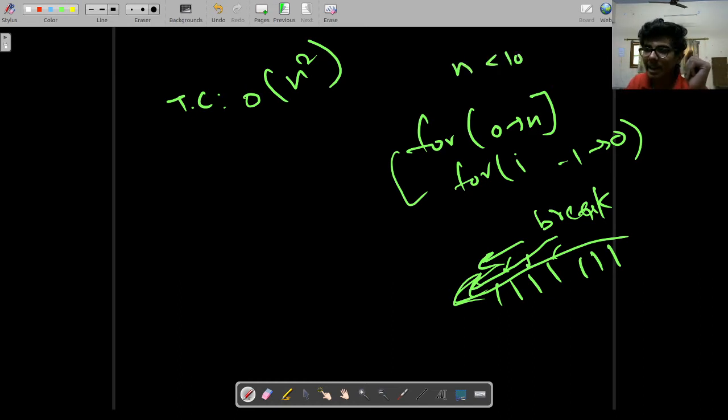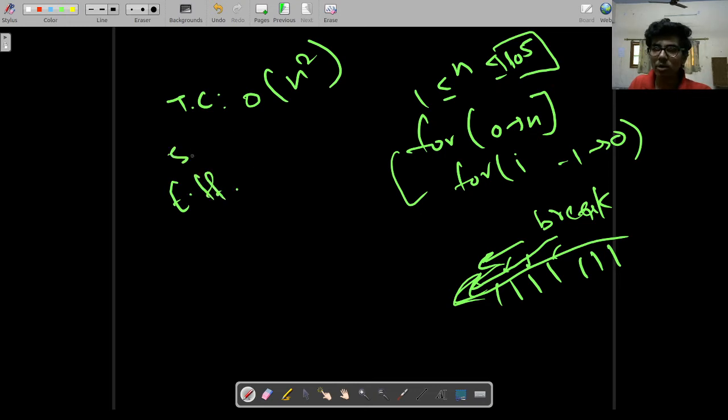But our n is lying between 1 to 10 raised to the power 5. So for such big values, do you think it is going to work? No, it is simply not going to work, because for such big values, these things don't work. So we need some efficient approach.